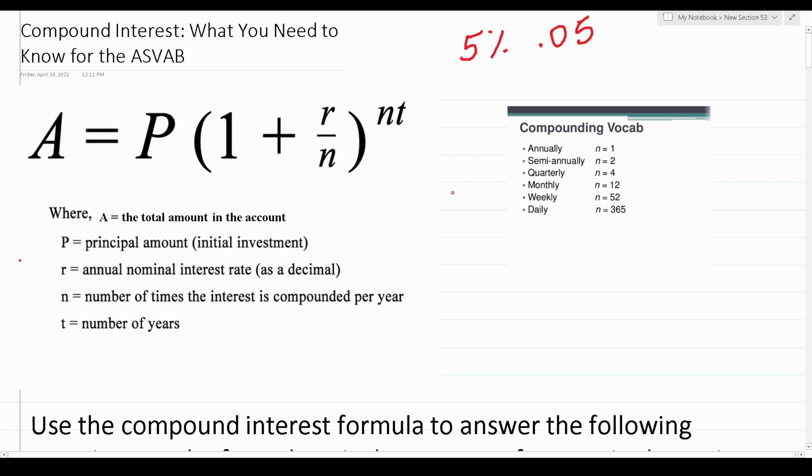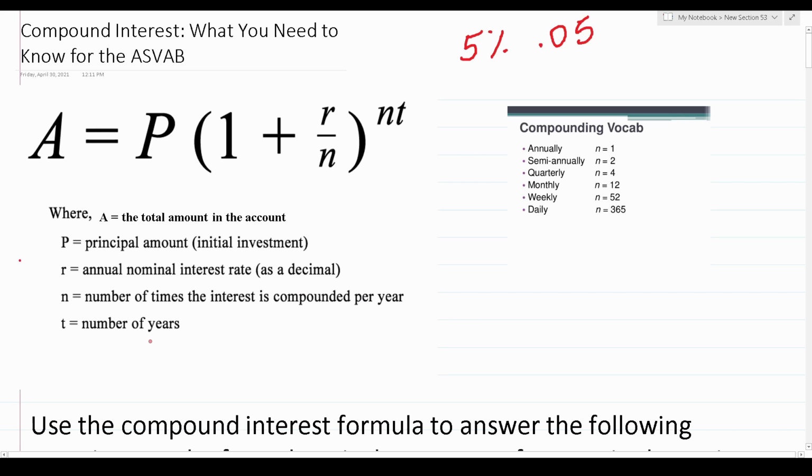And as far as N goes, there is some vocabulary with which you need to be familiar. In the word problems, you're going to see these words: annually, semi-annually, quarterly, monthly, weekly, and daily. Annually refers to 1 time per year, so N would be 1 in that case. Semi-annually means twice per year, so N would be 2. Quarterly means 4 times per year, so that N would be 4 in that case. Okay, so just bear in mind that that's how you derive N from the word problems.